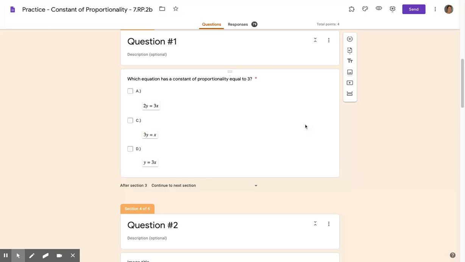So remember to do these types of questions, the equation is always y equals whatever the constant of proportionality is times x. So if they're telling us that it has a constant of proportionality of 3, that means 3 goes here. So the answer will be this one.